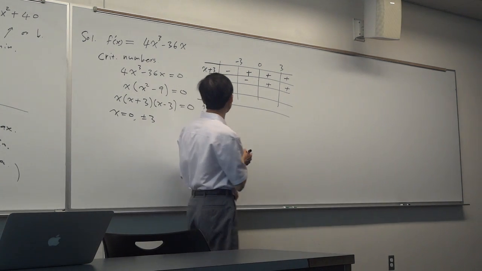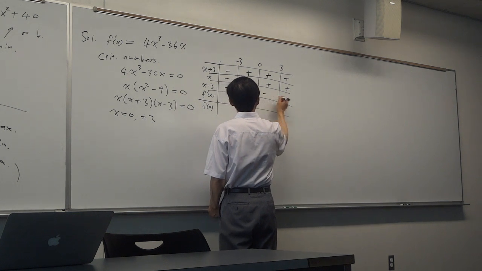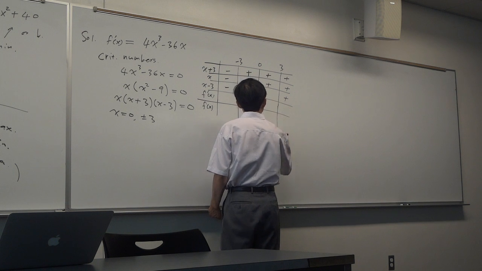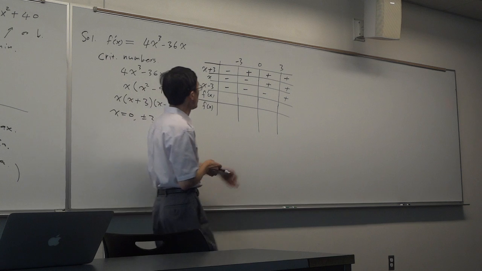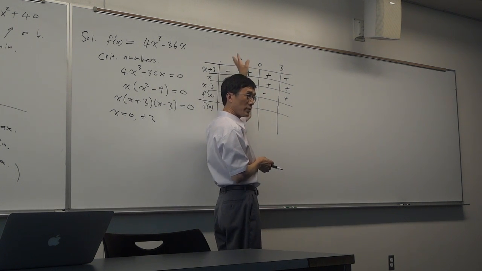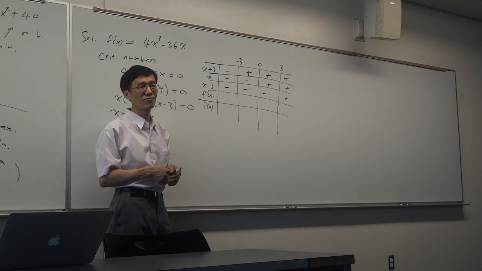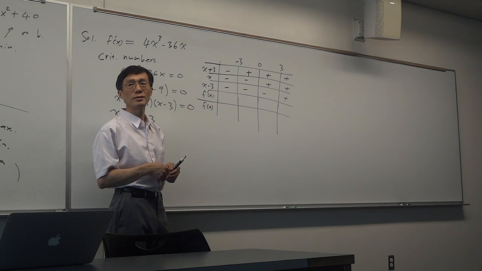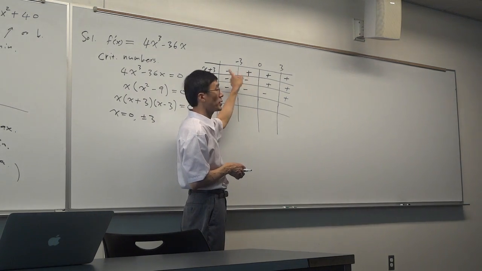And then for negatives, for x minus 3, this is 0. It's negative before that and positive after that. You may get the impression that you always just change the sign from negative to plus at the critical numbers. Not always the case. You understand what I'm talking about? Sometimes you may be in a situation when there's a plus and a plus.